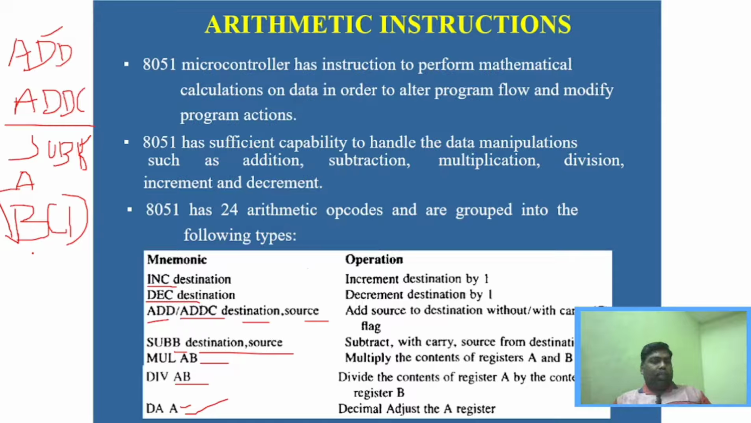Okay, so binary coded decimal conversion. That is, if the accumulator value is not in the correct BCD form, it will correct it to the BCD form.